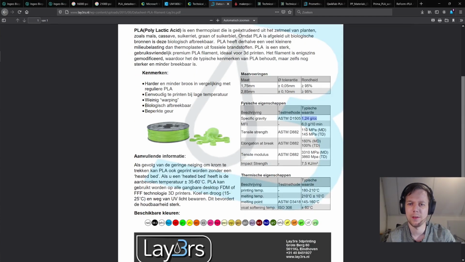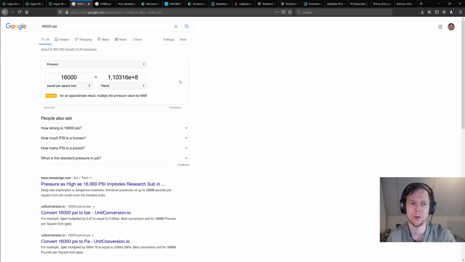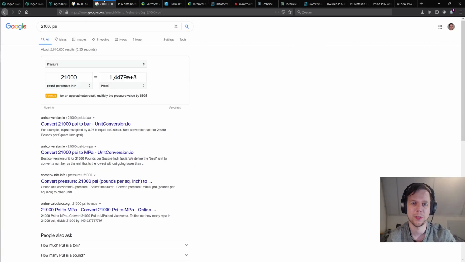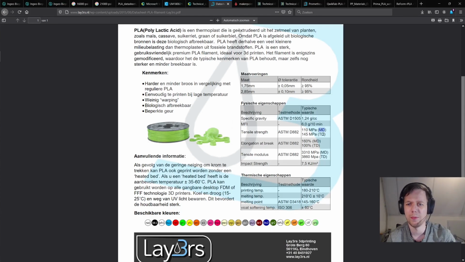If we look at the tensile strength, we get 110 megapascals. So here we had 16,000 PSI, and if you convert 16,000 PSI, you get 110 megapascals. If you take 145 megapascals, well, that's just the 21,000 psi that we found for the other direction. Notice also they have this machine direction and transverse direction here, which makes no sense outside of the context of thin films. We have an elongation of break at 160% and 100%.